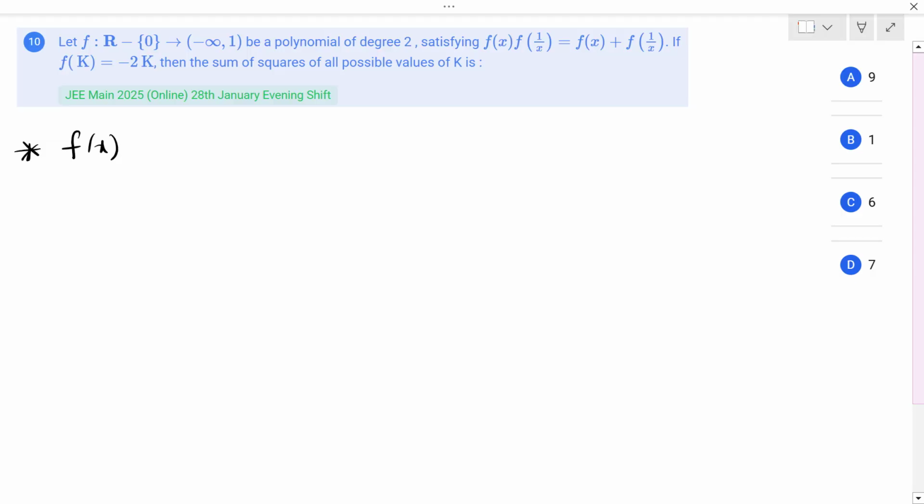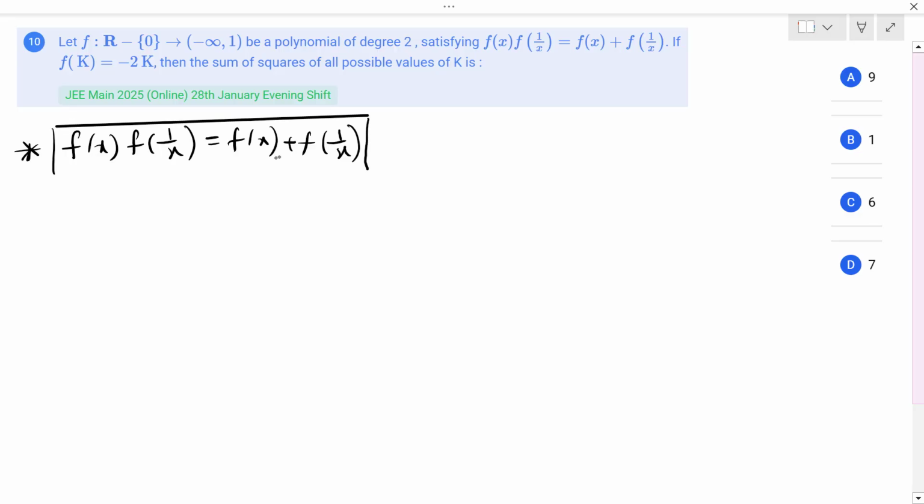So f of x into f of 1 by x is equal to f of x plus f of 1 by x. This is technically a functional equation. Sir, what is that, sir? What is meant by a functional equation? So a functional equation is, he will not give the function directly, but he will involve the terms of function, framing it like an equation.